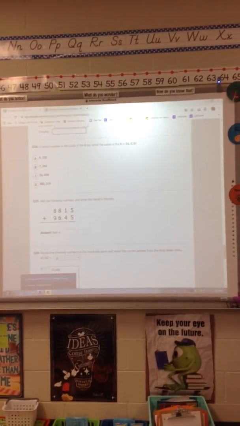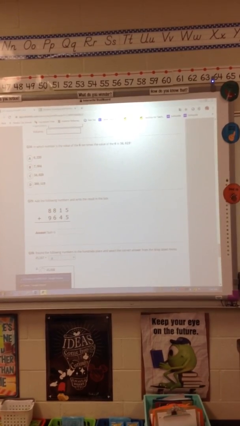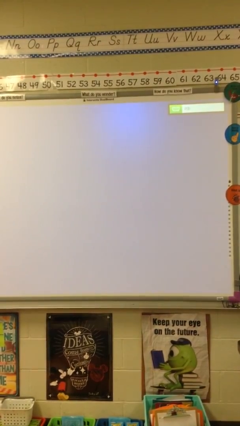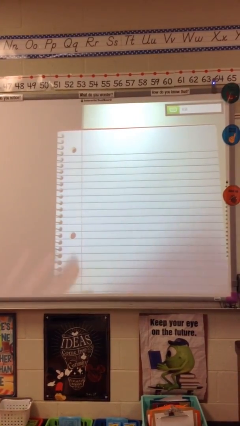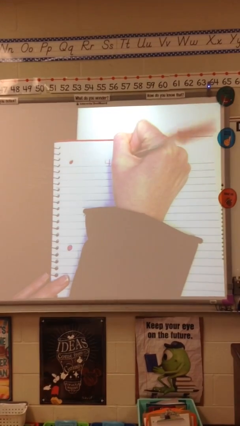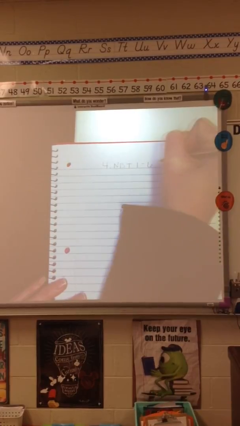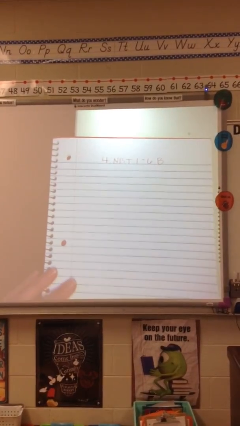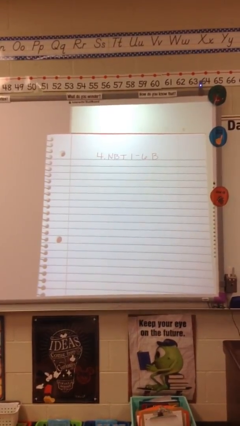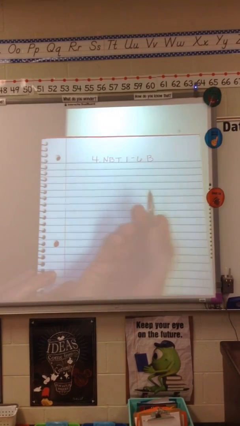You all have your math journal at home. So I want you to look at your math journal and make sure to write down all of your titles of each test that you take. So I'm going to show you an example. At the top of your paper, you'll put 4th grade MBT 1 through 6B. That way we know which test you're taking. I'm going to show you 4 problems from 4th grade MBT 1 through 6B. Make sure you title each test.